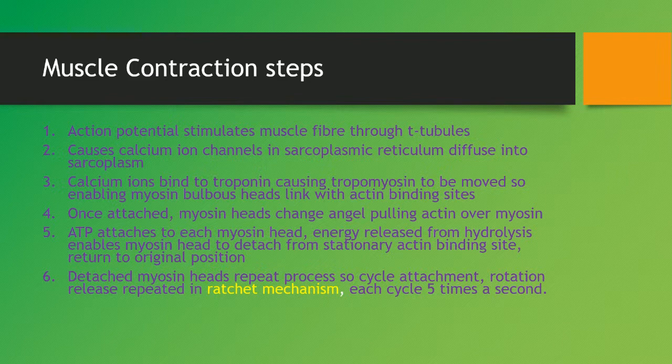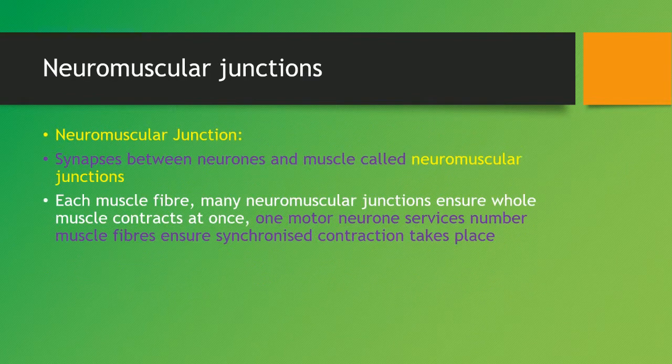This cycle of attachment, rotation and release will be repeated in what is known as a ratchet mechanism. Each cycle will happen about 5 times a second, so it's incredibly fast.